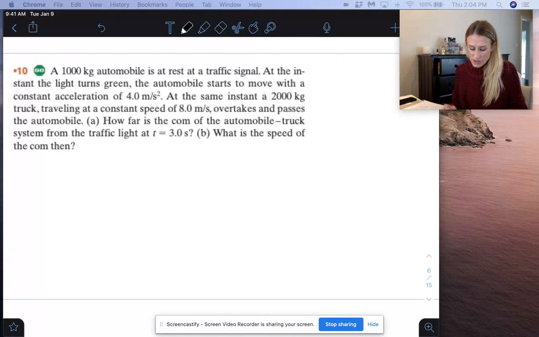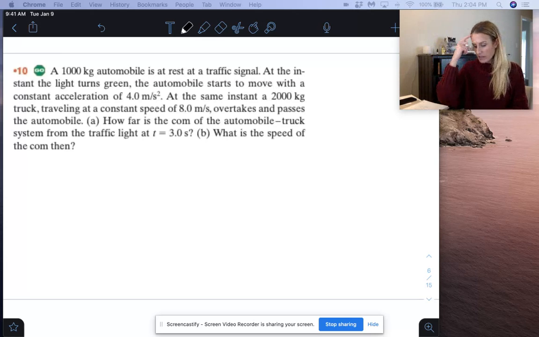So we have a 1,000 kilogram automobile at rest at a traffic signal. At the instant the light turns green, the automobile starts to move with a constant acceleration of 4 meters per second squared. At the same instant, a 2,000 kilogram truck traveling at a constant speed of 8 meters per second overtakes and passes the automobile. A, how far is the center of mass of the automobile truck system from the traffic light at t equals 3 seconds? And B, what is the speed of the center of mass then?